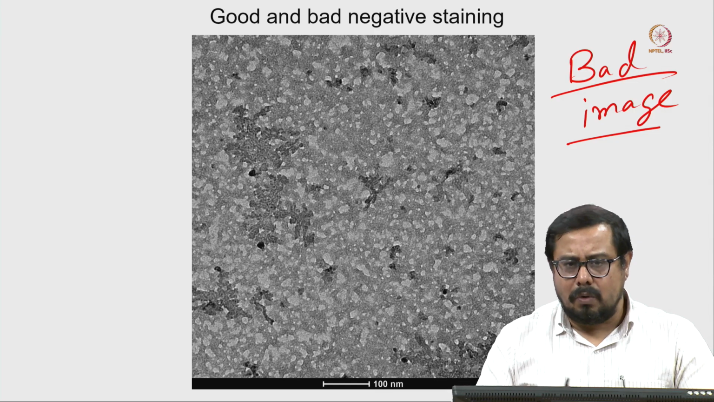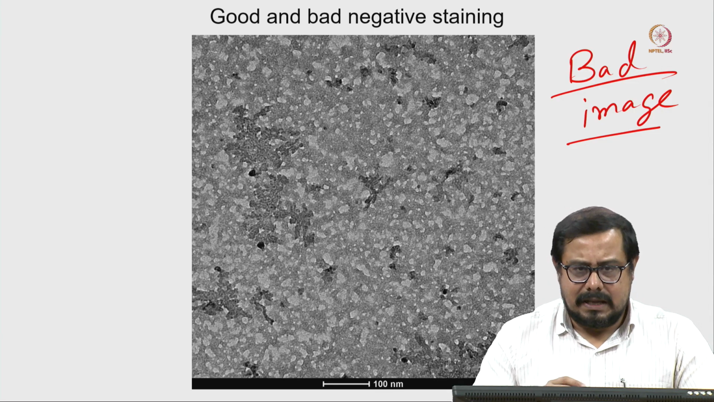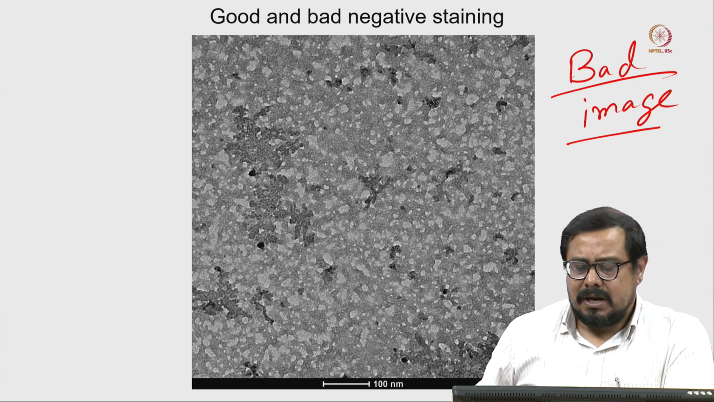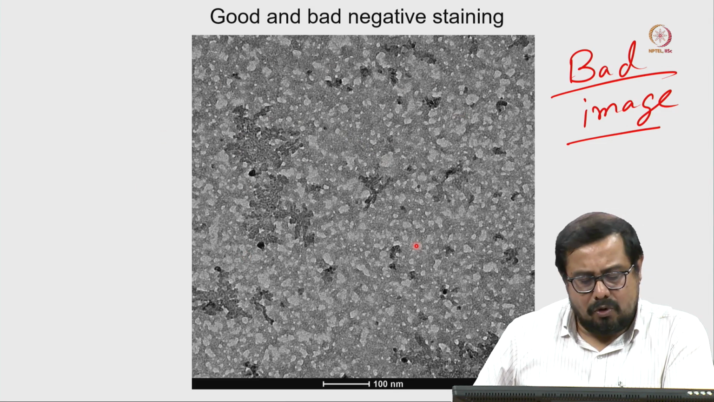In the last class I showed one negative stain image, and at that time I discussed where the uranyl acetate or uranyl formate is deposited and how the background looks. And in this particular image, we definitely cannot see any details about the protein molecules.